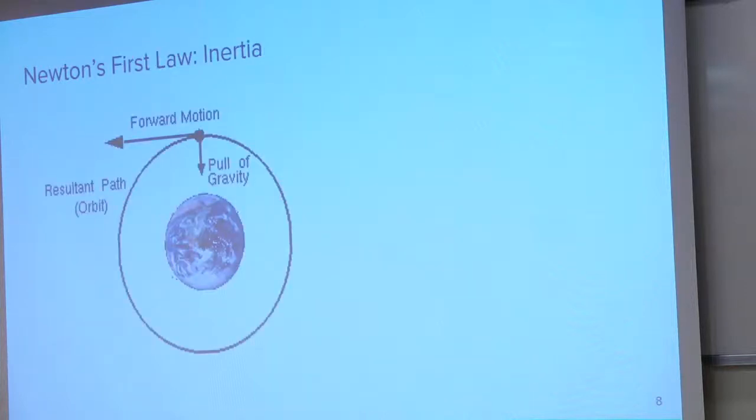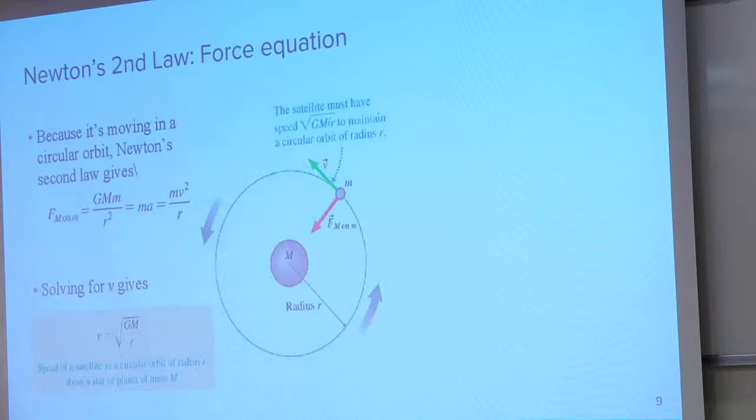So the first one is the law of inertia. We all know it: things in motion tend to stay in motion unless acted on by an outside force. So the motion that it would want to do without any force is just off into space. But the force applied pulls it towards Earth, so it goes in an orbit. And that's why they don't fall to Earth, because inertia keeps them from doing that.